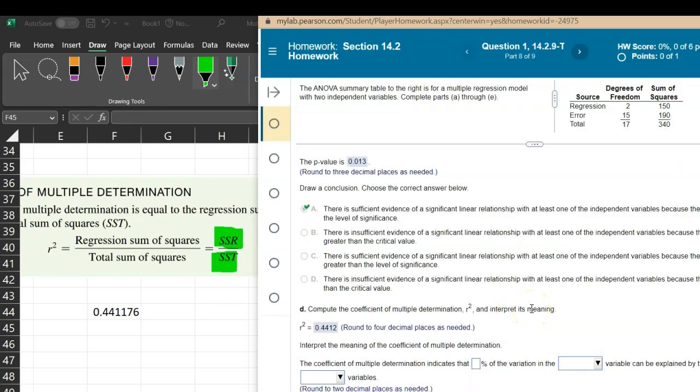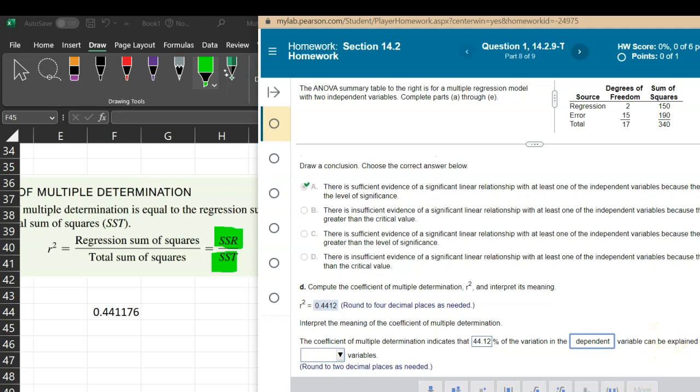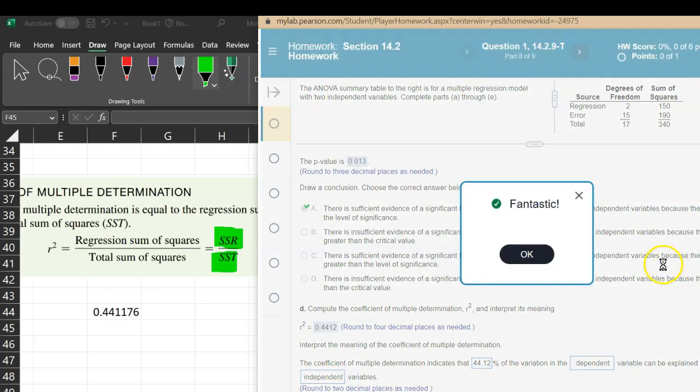All right, so what is the meaning of this? The coefficient of multiple determination indicates that when we turn the 0.4412 into a percentage, that's going to be 44.12% of the variation of the dependent variable can be explained by the independent variables. You can notice here this is plural and we have many independent variables. However, we have only one single dependent variable, right? Okay, so check it. We're good.